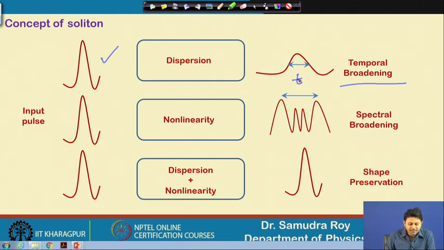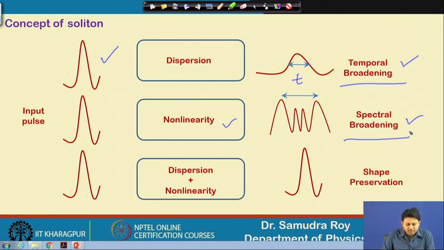Similarly, if the same pulse is moving in a medium where dispersion is not there, only nonlinearity is there, we should have a spectral broadening. The spectra will broaden, whatever the spectra you have, it will broaden. So, here we have temporal broadening, here we have spectral broadening. In this case we have chirping, here also we have some sort of chirping.